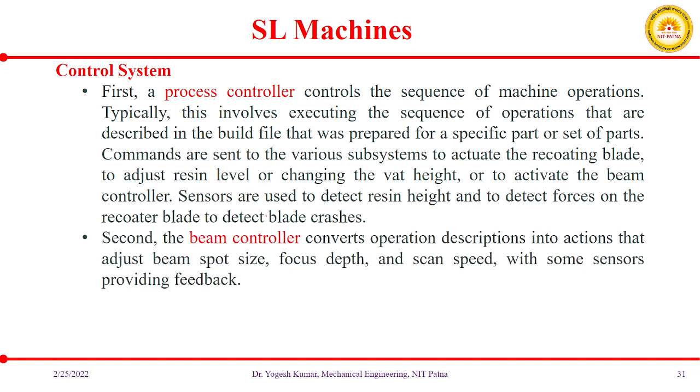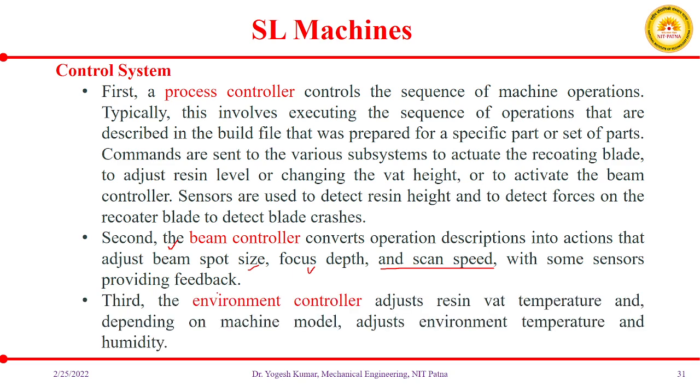The second objective of your control system is your beam controller, or you can say beam control. The beam controller converts the operation descriptions into actions that adjust beam spot size, focus depth, and scan speed, with some sensors providing feedback. And the third one is your environment control, or you can say environment parameter.